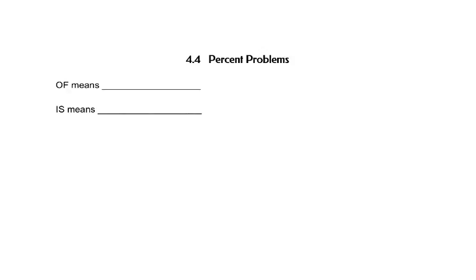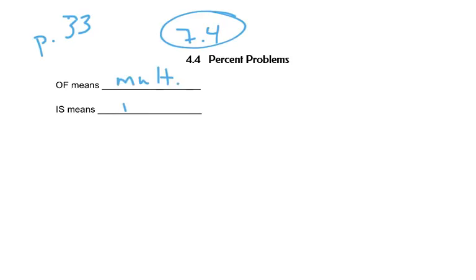So in this section, we'll look at some percent problems. Again, this is not much different than what you did in Foundations of Math. We're on the top of page 33, and this is our 7.4. So the first thing we need to remember is that "of" means multiply, and "is" means equals.